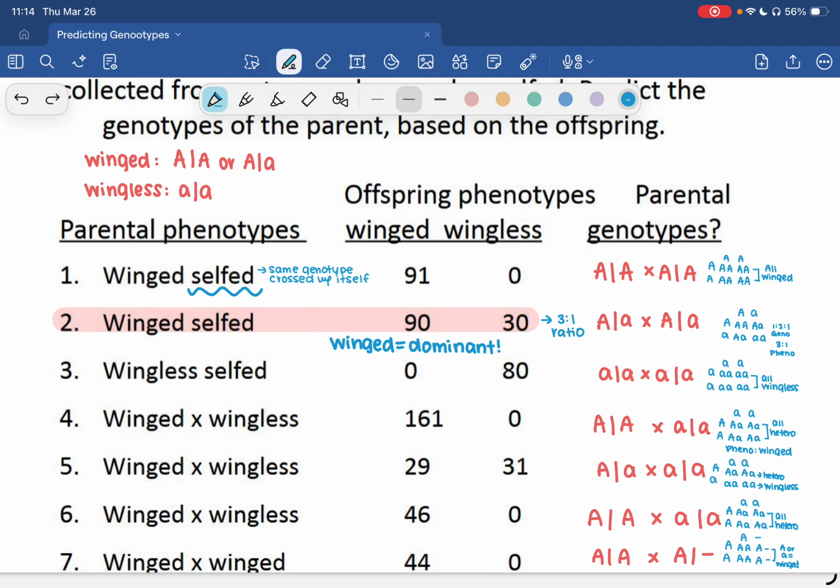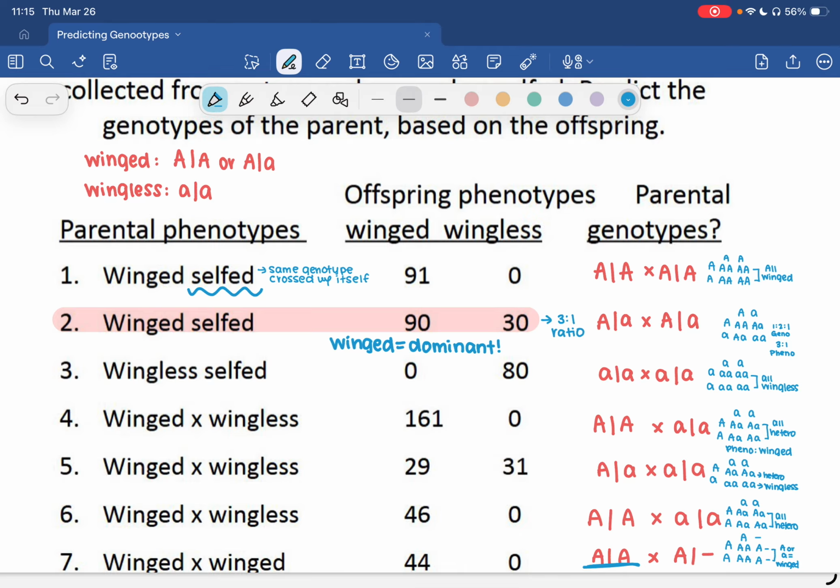And then number 5, again, we have that pretty even split, that 50-50. So here half of them are heterozygous, which again would appear as winged, but the other half would appear as wingless or homozygous recessive. And then number 6 is the exact same again as number 4. It doesn't matter the number as long as it is the 1-to-0 ratio. And then the last one, number 7, winged times winged.